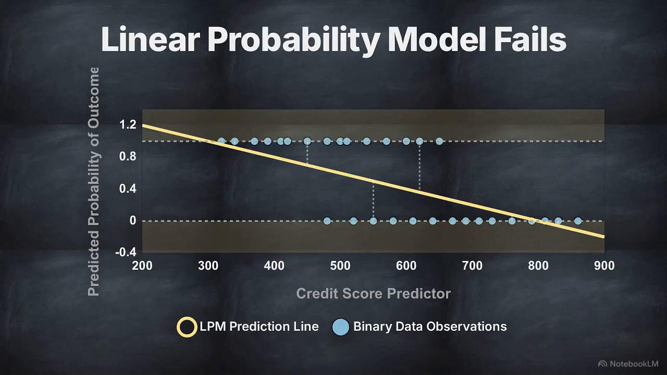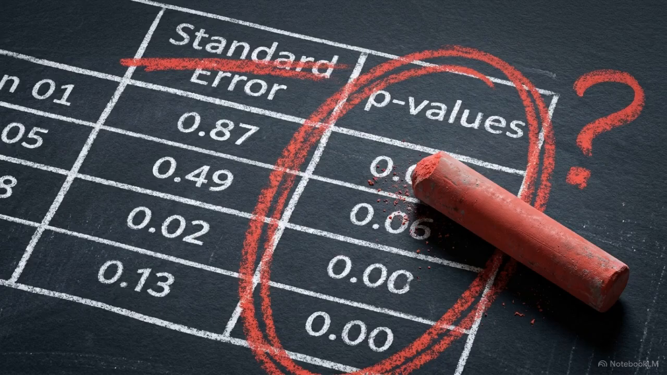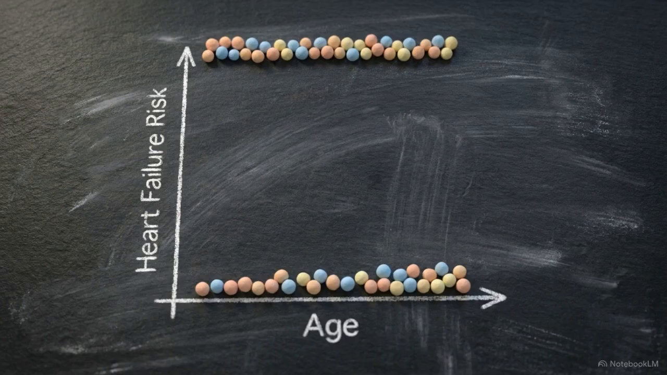The errors in this model also fluctuate wildly depending on where you look. If you measure the distance from our straight line to the actual 0 or 1 outcomes, the variance changes drastically along the x-axis, guaranteeing heteroskedasticity. Because those errors are not constant, standard statistical inference is compromised. The standard errors become invalid, which means the p-values we rely on to test our coefficients cannot be trusted without specific statistical corrections.